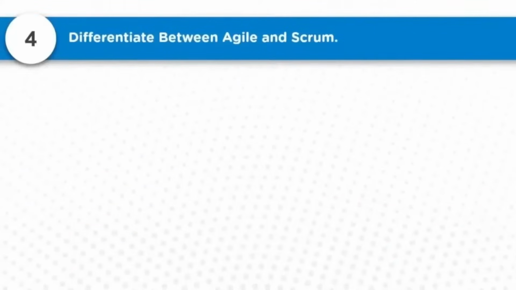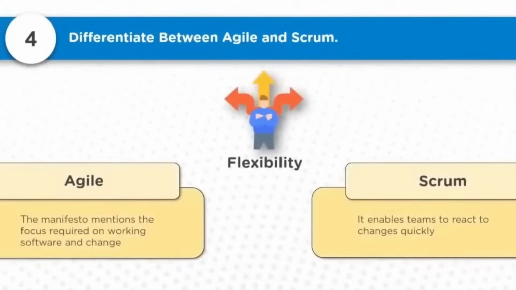Speaking about flexibility, definitely the Agile Manifesto mentions the required focus on working software and focusing on changes. So that's the focus, the direction it provides. The Scrum approach enables teams to react to changes quickly. The Scrum methodology is made in such a way that the team understands how to react, and those changes and modifications are made visible to the team.